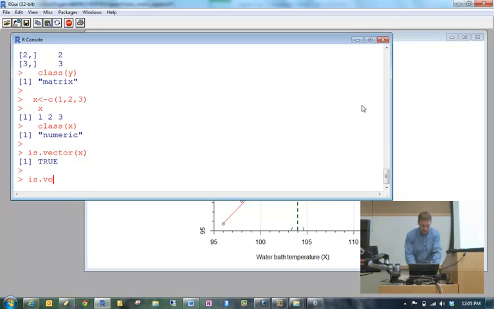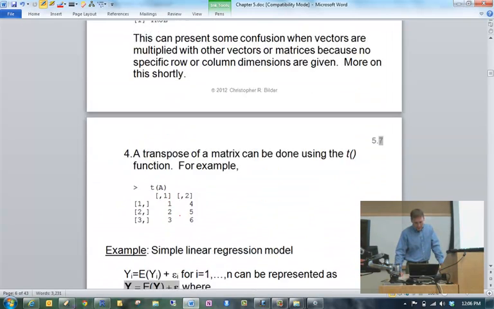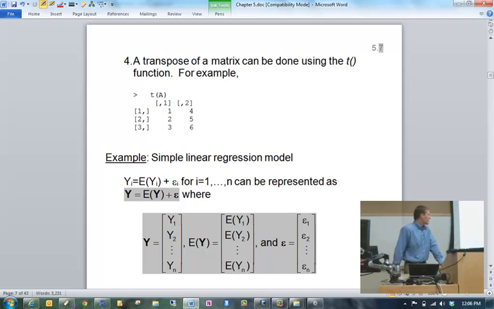If I did is.vector of Y, no, we had FALSE, because it's actually, in R's terminology, a matrix. And where this can make a big difference for us is in the next section where we do what's called matrix multiplication. So stay tuned for that, but I want to point it out now first that this little aspect happens. If I want to take a transpose of a matrix, I just use the t function to do the transpose.